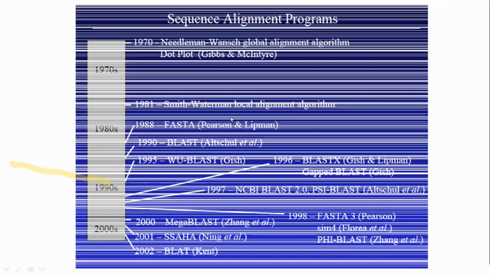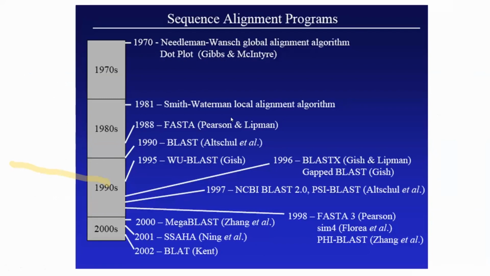Sequence alignment programs we have. I have shown here a series of programs based on the year they were developed. In the 1970s, the dot plot method and the Needleman-Wunsch algorithm, a global algorithm, were defined, and this algorithm defines the global alignment.